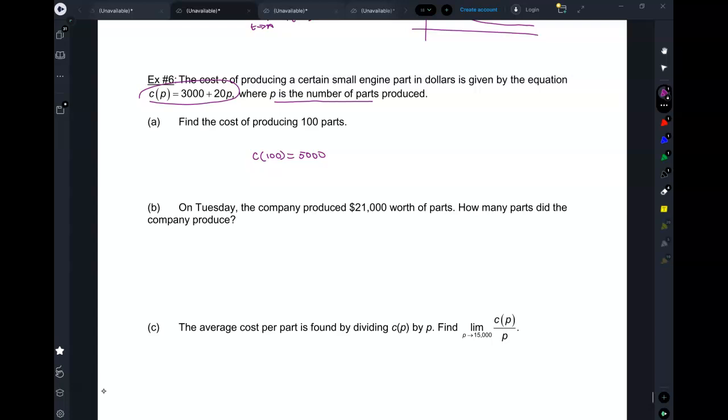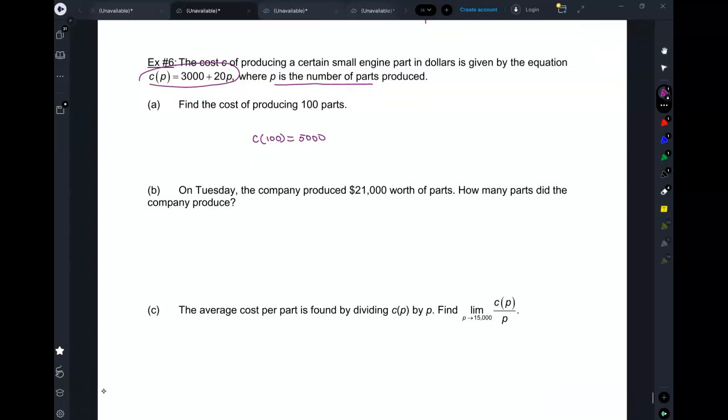Okay, moving along. On Tuesday, the company, I don't know why it's a Tuesday. I made these years ago. I wonder why I made it a Tuesday.